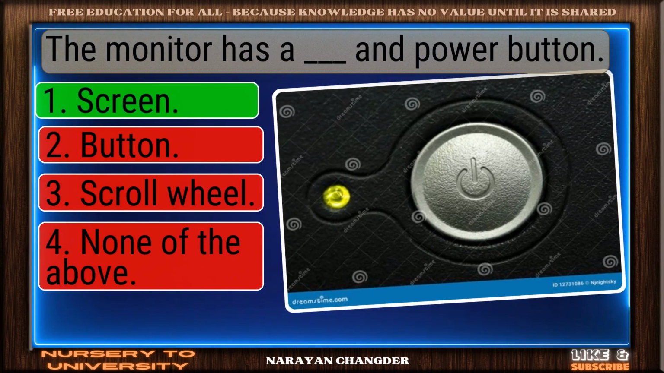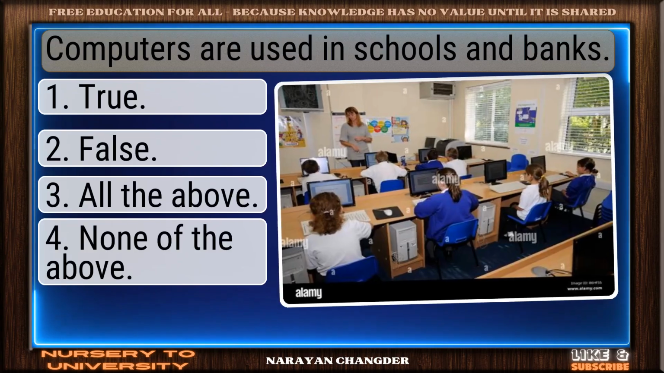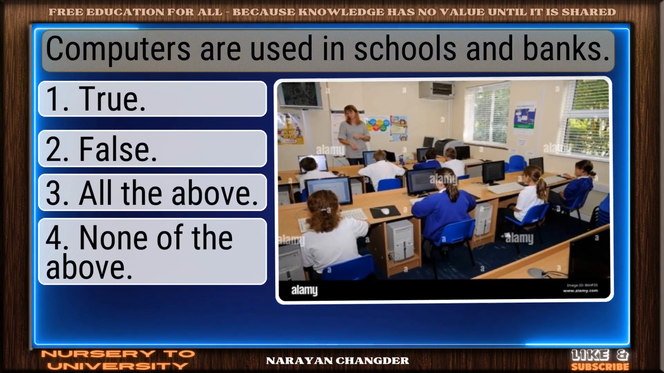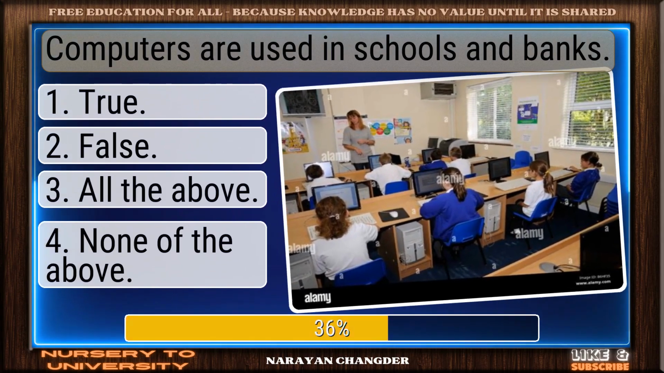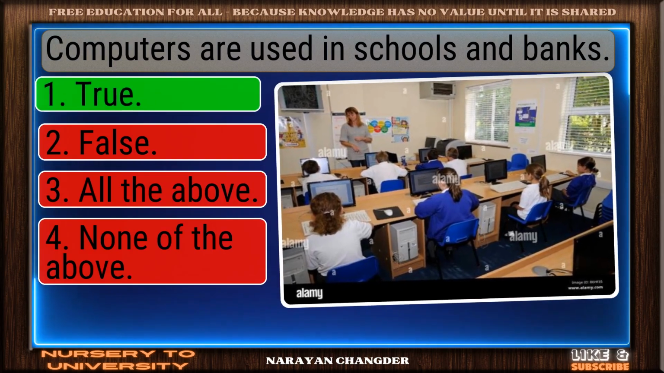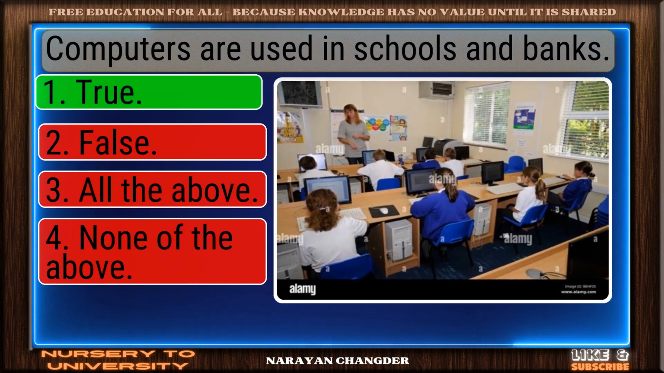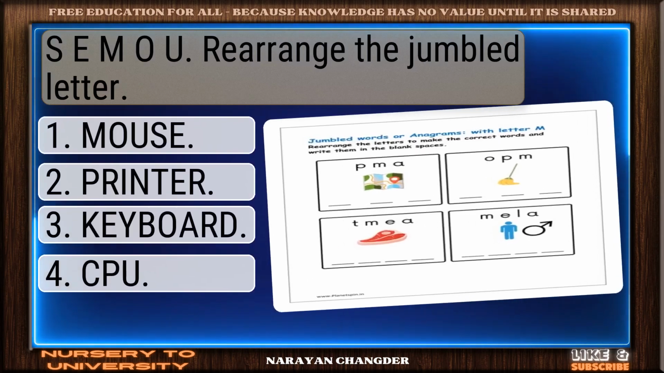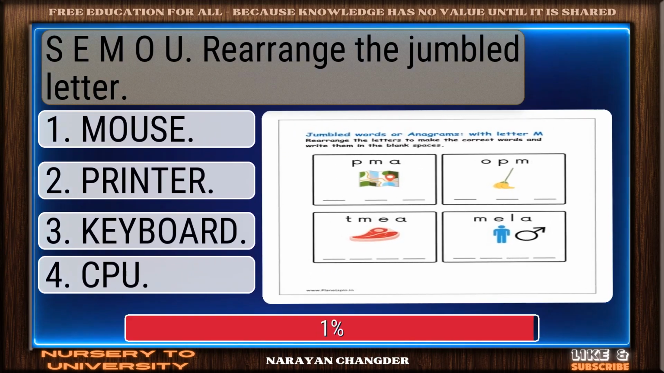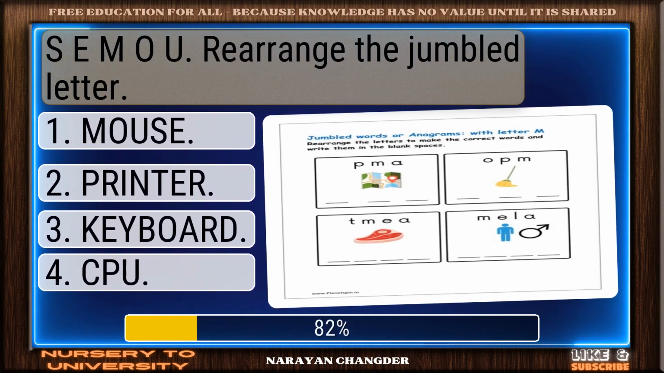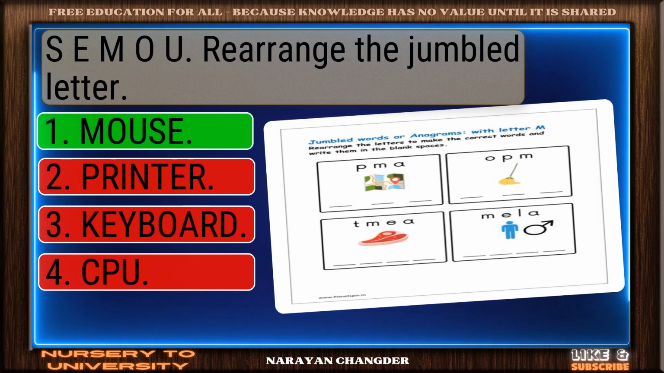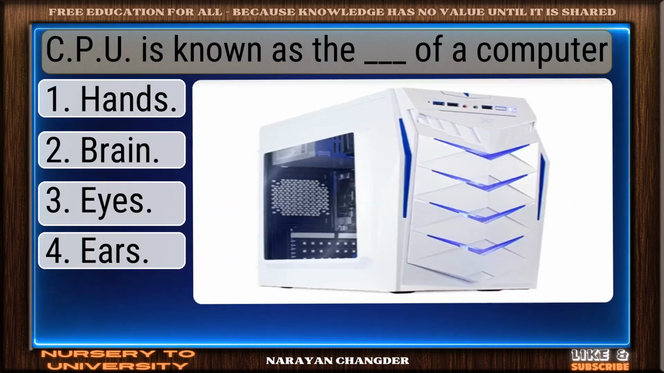Correct response. Screen is accurate. Computers are used in schools and banks. Clear logic. True is sound. SMO, you rearrange the jumbled letter. Well reasoned. Mouse is correct.